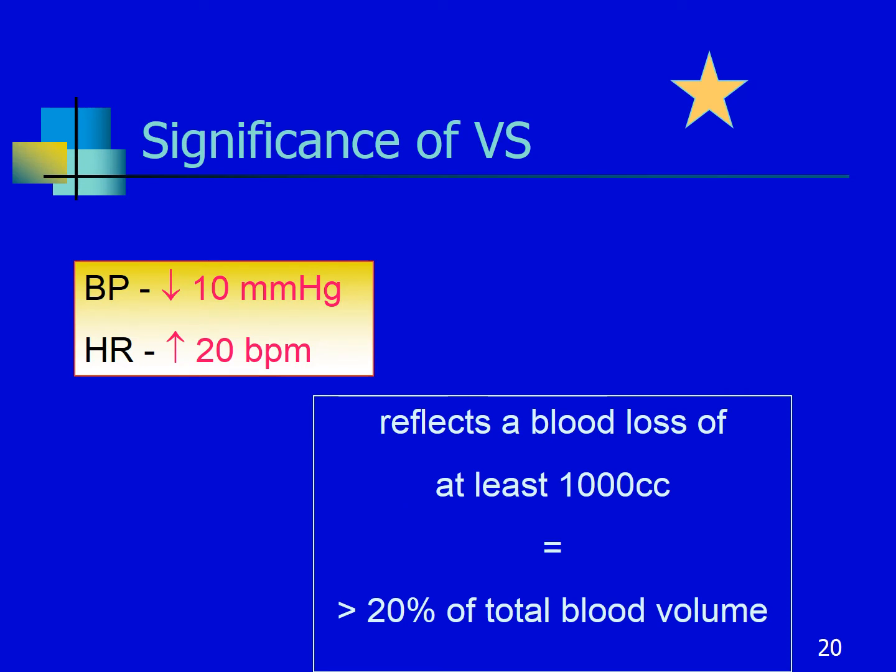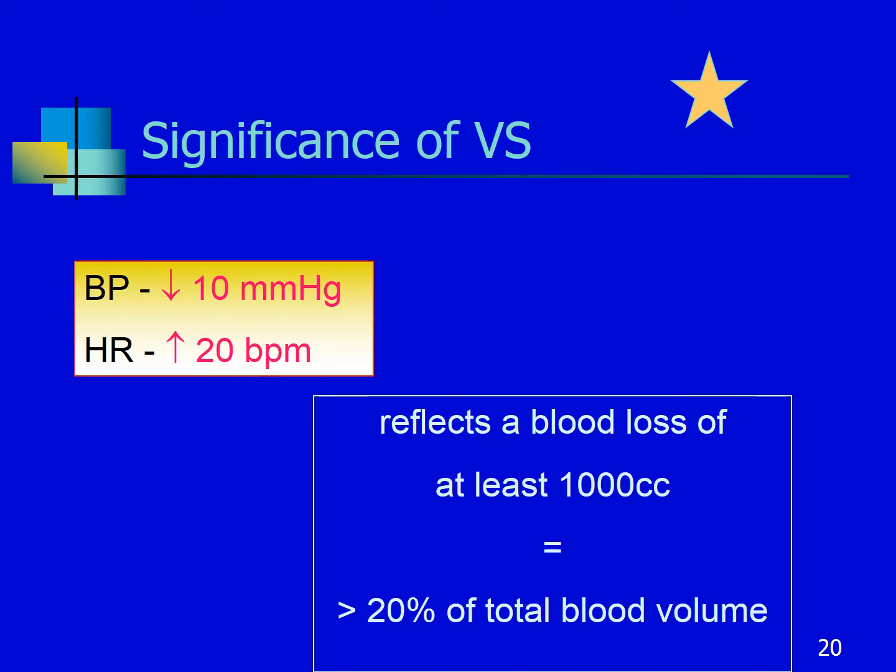So there's a significance of the vital signs, and this is why we as nurses got to monitor it, because when someone is bleeding, there's a change, and usually the blood pressure will change by 10 millimeters, and the heart rate goes up. So you know how when someone is hypotensive, the blood pressure is dropping, right? And the heart rate goes up to try to compensate.